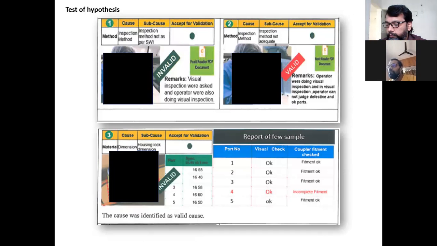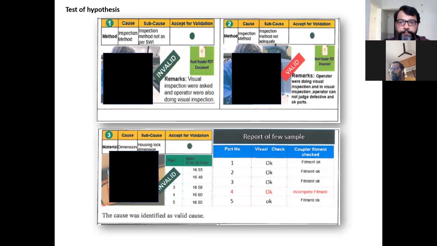Before, if you see in the method column, the inspection was handled by the human. So it completely depends on person to person, how he checks it, which is completely not recommended actually. There will be a lot of human errors. And in the material, the housing lock dimension was not as per the drawing, which is a significant cause we identified in the 4M analysis.